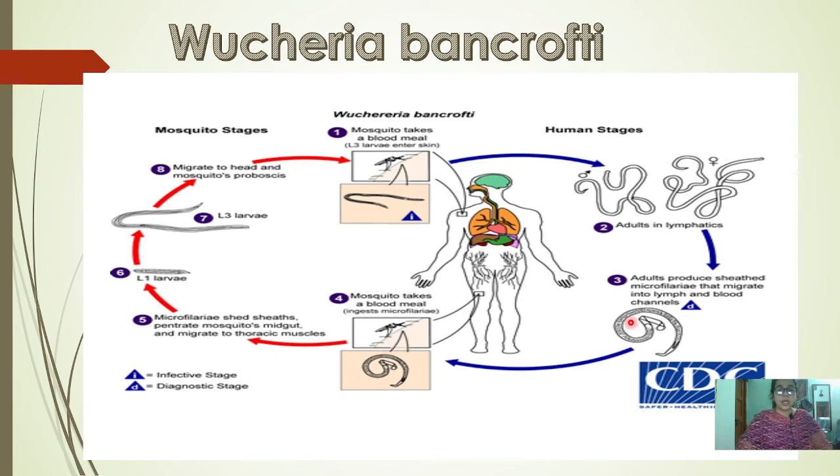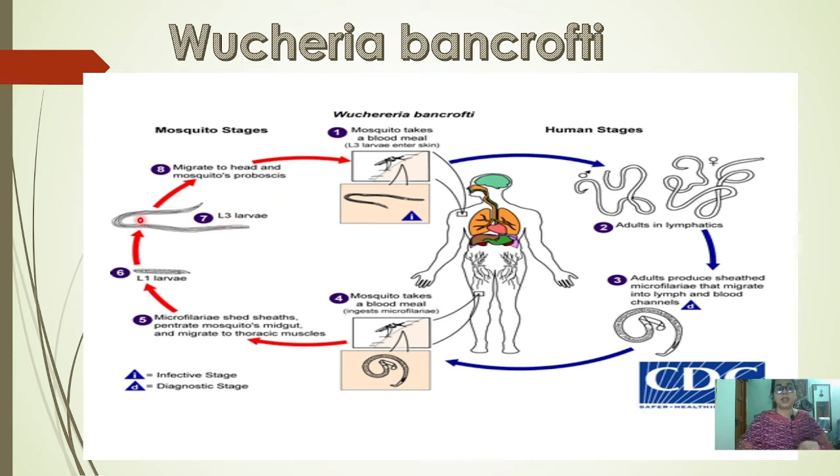What happens then? Till now no further development has taken place. Now the microfilariae shed their sheath, penetrate the mosquito's midgut and migrate to the thoracic muscle. Now you will see that the microfilariae undergo further development inside the body of the mosquito. You must be wondering that the mosquito is small, but inside it many things can be seen. Once the microfilaria has entered the thoracic muscle, it undergoes the first larval stage, known as the L1 larval stage. Then it molts and forms the next larval stage, the L3 larval stage. Finally, this L3 larva is known as the infective stage.